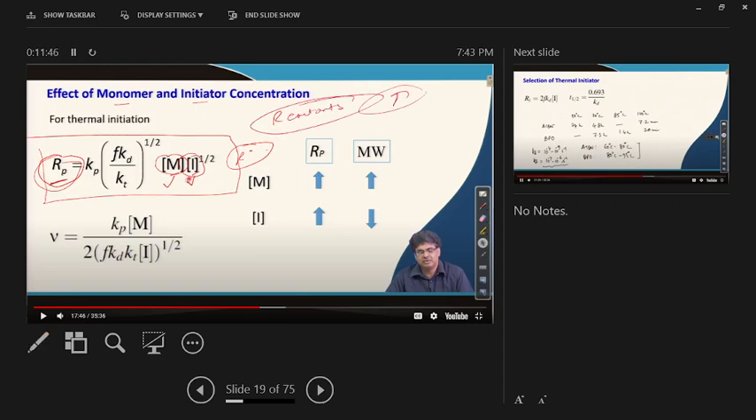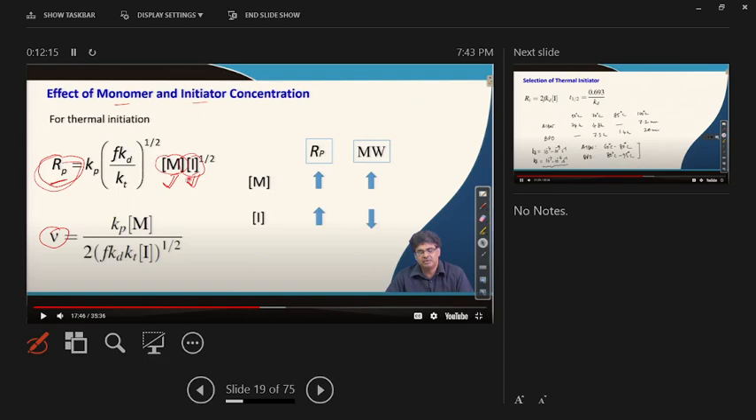Whenever you increase the concentration of a reactant, the rate of reaction will increase. This expression is also saying the same thing. Either you increase M or you increase I, the initiator, which will produce radicals, so the reaction rate will increase. But the chain length: if you increase the concentration of monomer, the chain length will increase. But as you increase the initiator concentration, more radicals will be formed, and then the monomers will be distributed among these radicals. So that's why the chain length will decrease.